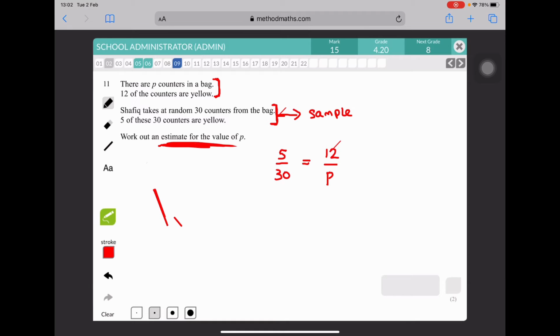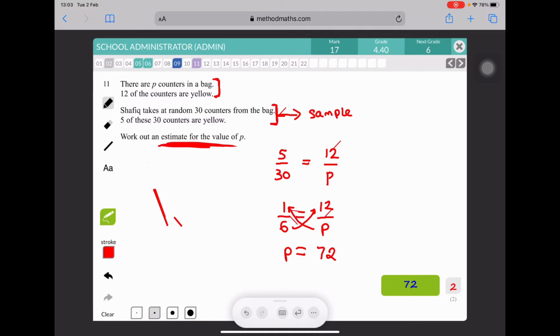So we have 1 over 6 equals 12 over P. And so if you cross multiply, we get P equals 12 multiplied by 6, which is 72. So let me try 72. Yes, we get the answers.